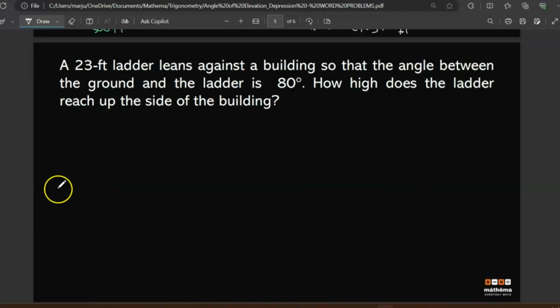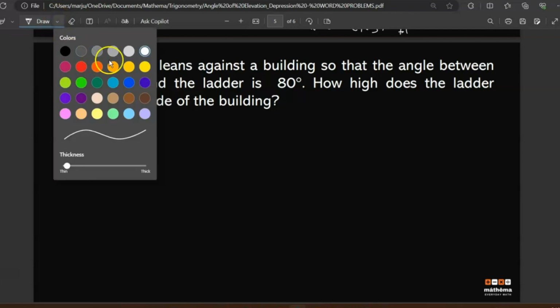So we have 2737 feet. For the fourth problem, it says a 23 feet ladder leans against a building so that the angle between the ground and the ladder is 80 degrees. How high does the ladder reach up the side of the building? So again, this is a very straightforward problem.